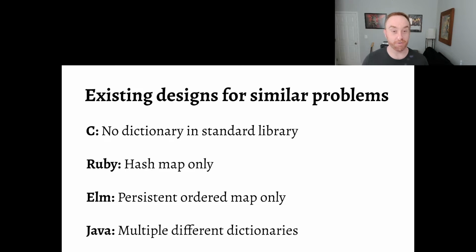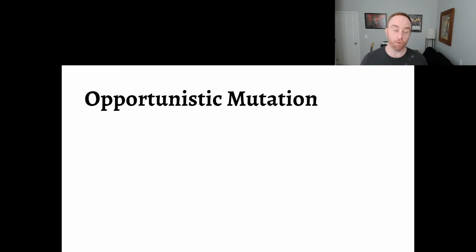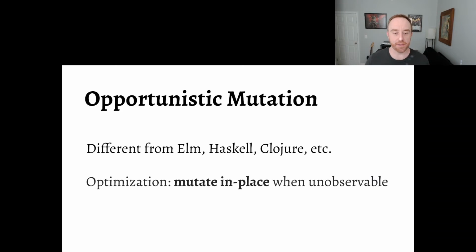Now, Rock is a direct descendant of Elm, so the obvious answer would be let's use a persistent ordered map. But there are some differences between Rock and Elm, one of which is particularly relevant here, which is opportunistic mutation. This is something that is different between Rock and basically most other functional programming languages like Elm, Haskell, Clojure. I only know of one research language that also does this. And basically the optimization is this. We do in-place mutations when it's unobservable.